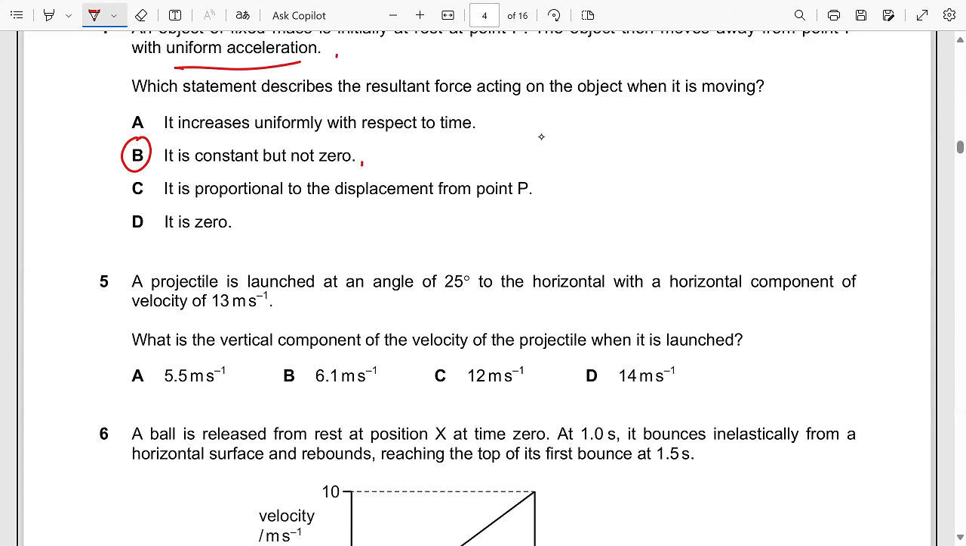A projectile is launched at an angle of 25 degrees to the horizontal. This is a projectile here, launched at 25 degrees to the horizontal. So you have this angle is 25 with a horizontal component of velocity of 13. So this is 13. What is the vertical component of the velocity of the projectile when it is launched? You have to find this.